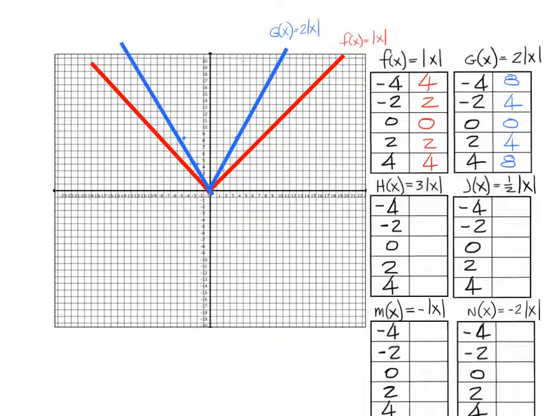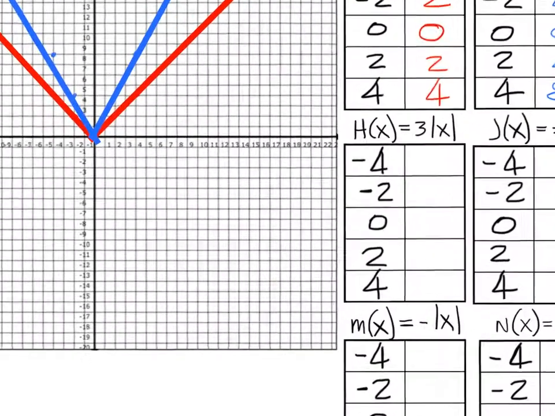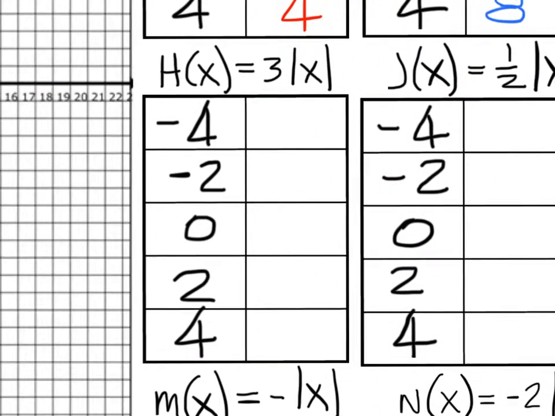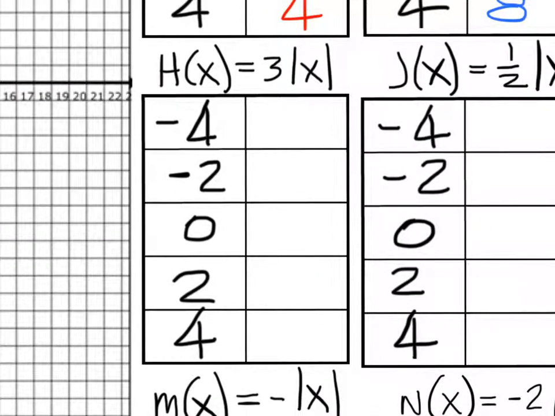Now we can go look at h of x, which is 3 times the absolute value of x. We should be able to fill this one in pretty quick. If I plug in a -4, and I'll do this in green, what do I get back? No, I don't get back a 4. I'm plugging in -4 into an absolute value and then multiplying by 3. 12.